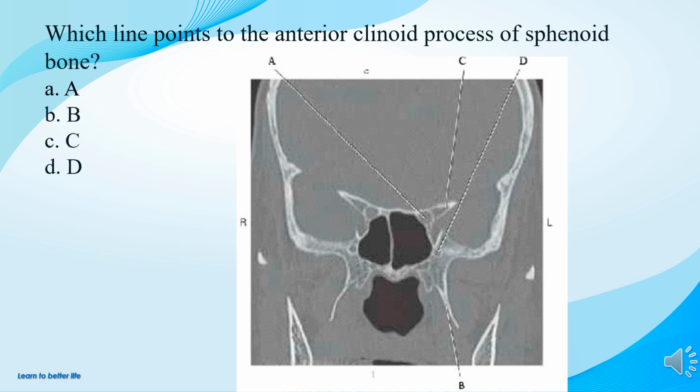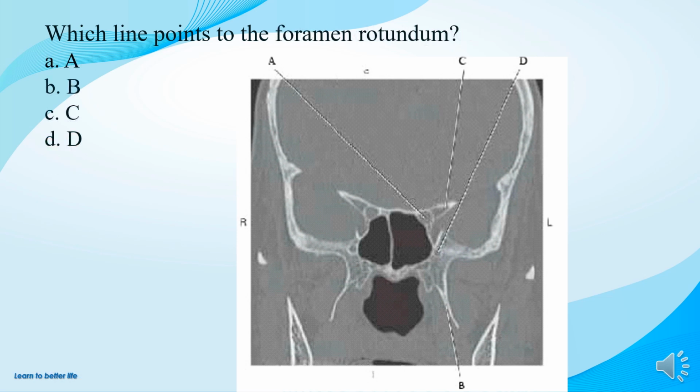Which line points to the anterior clinoid process of the sphenoid bone? A, B, C, or D? The answer is C. And which line points to the foramen rotundum? A, B, C, or D? The answer is D.